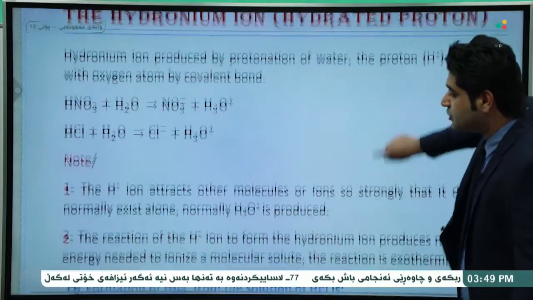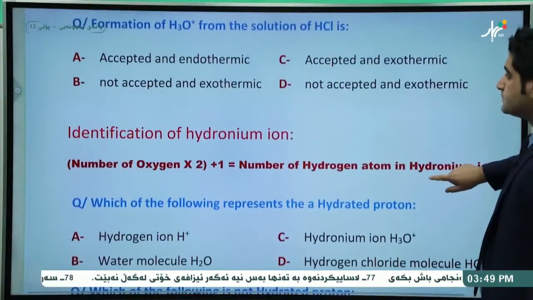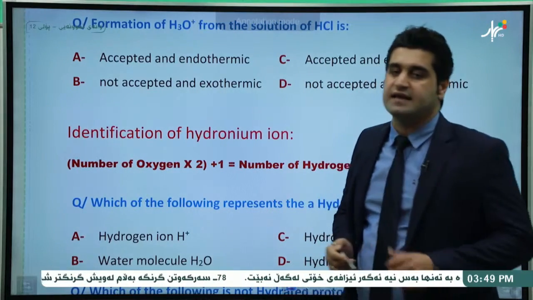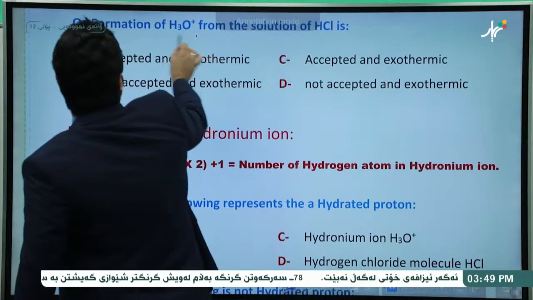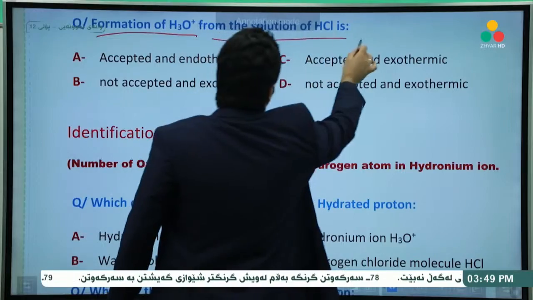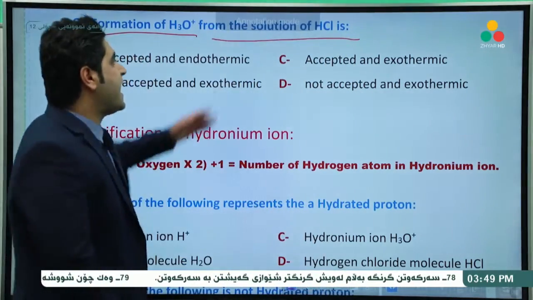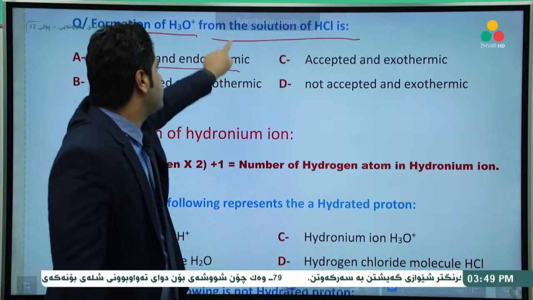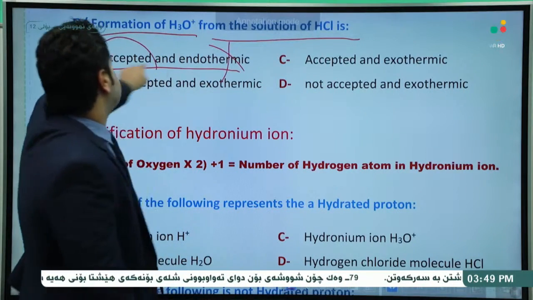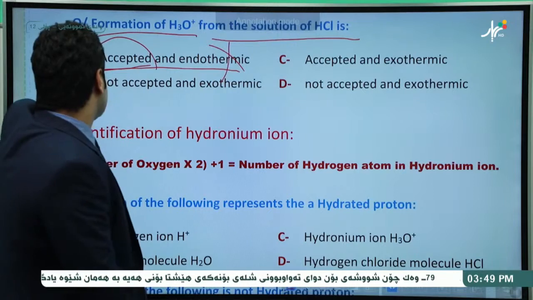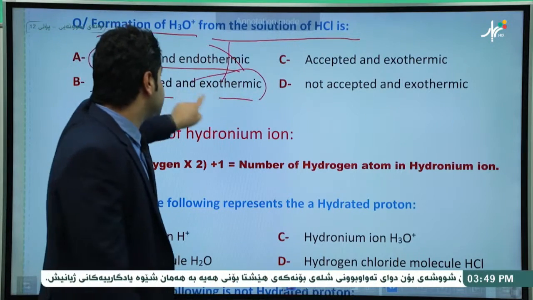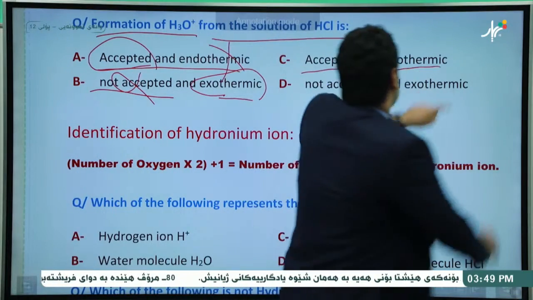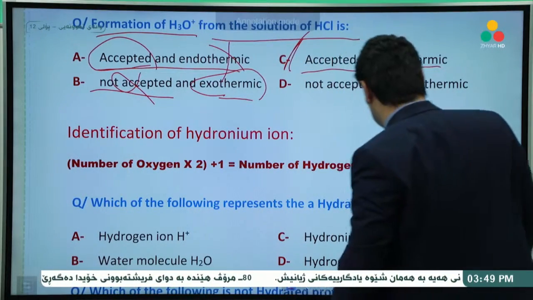So that's about the hydronium ion, and we have a rule of the hydronium ion. The hydronium ion is produced by the acids and it's exothermic. Formation of H3O+ from the solution of HCl. Accepted and exothermic? Yes, it's accepted and exothermic. Accepted and endothermic? No, it's accepted, but it's not endothermic, it's exothermic. Not accepted and exothermic? It's exothermic, but no, it's accepted. Accepted and exothermic. Okay, this is the right answer.